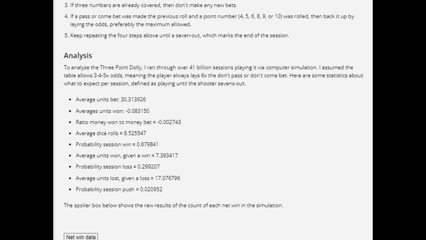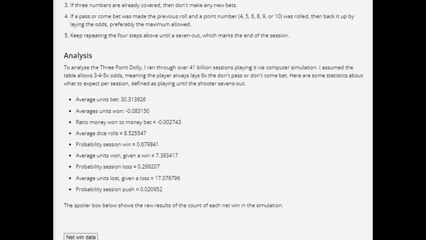So here are the results. On average, it takes the shooter 8.53 rolls before 7 out. By the time that the shooter does 7 out, the 3-point dolly player will have bet about 30.3 units, and he will have lost 0.083 units. So if you divide the loss, 0.083 divided by 30.3, you get the overall house advantage, what I sometimes call the element of risk, of 0.27%. So that's extremely low.